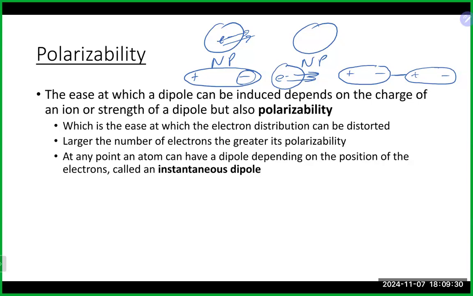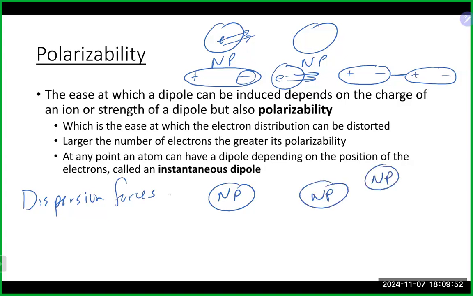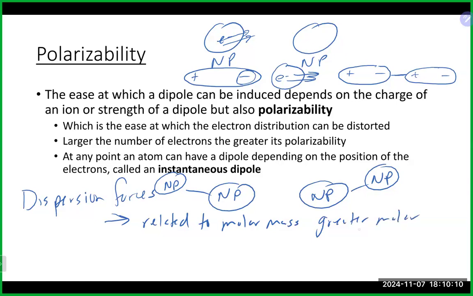Now, the larger the number, the larger the molar mass. So when you're comparing dispersion forces between two different nonpolar molecules interacting, say, with themselves, the strength of this dispersion force is related to molar mass. And typically speaking, the greater the molar mass, the stronger the dispersion force is.